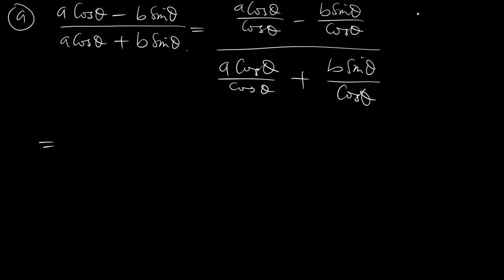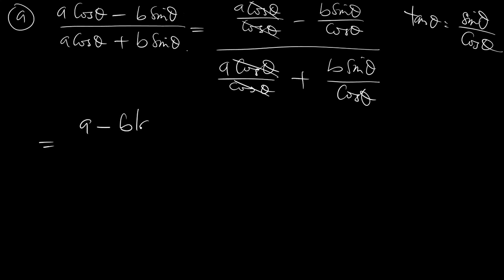Now, applying one of the trigonometric identities, tan theta is equal to sin theta all over cos theta. So if you substitute that, the cos theta will cancel out. You now have A minus B tan theta divided by A plus B tan theta. So you have sin theta over cos theta, which is the same thing as tan theta, so I just replace it there.